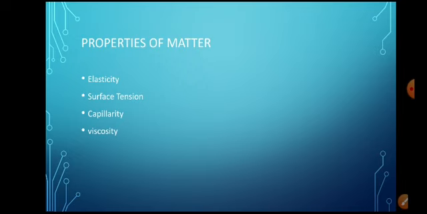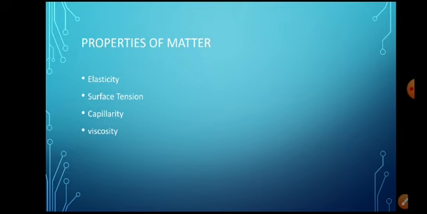So in our syllabus we have four properties. One is elasticity, second is surface tension, third is capillarity, and fourth is viscosity. In this session we will discuss elasticity and surface tension. In the next session we will discuss capillarity and viscosity extensively, in the next lesson, next video, right?